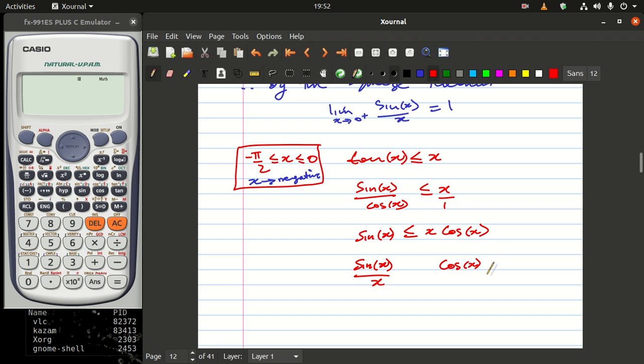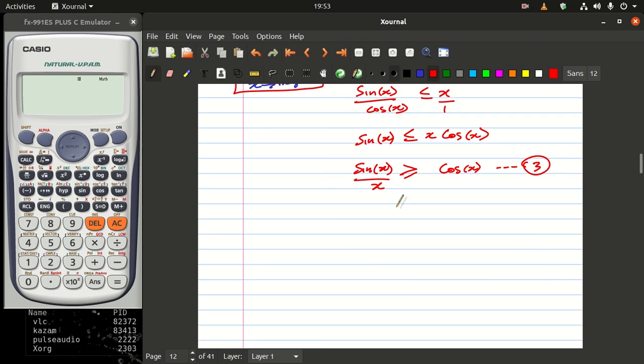Now, take a look into this. In this region between 0 and this angle here, our x is actually negative. So if x is negative, multiplying or dividing by a negative number changes the inequality sign. So the inequality is going to go that way, and I'm going to call this equation 3.